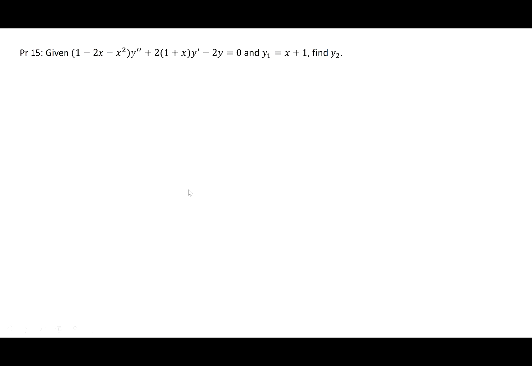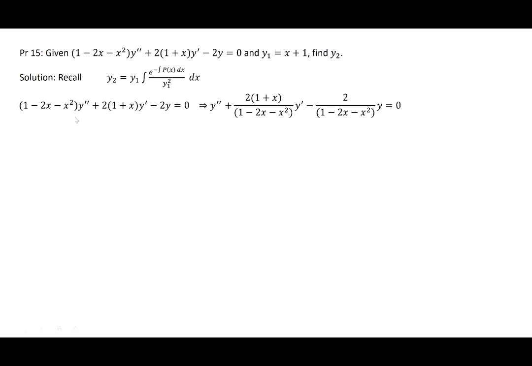So let's look at a slightly more complicated problem. Second order, linear, homogeneous. One solution is known. What is the second solution? So first step, divide throughout by the coefficient of y double prime, and we end up with this. Figure out p of x from this, which turns out to be the coefficient of y prime, this. Negative integral of p of x dx is what we need to find. Okay.